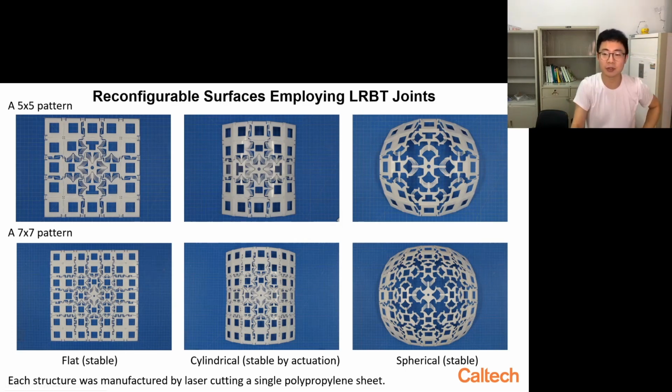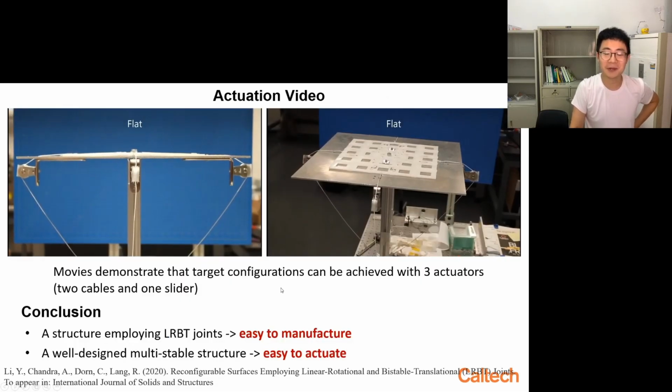You can bend it into cylindrical shapes. Also, if you open them, it can be spherical. Right? This is it. It's even easier to manufacture. Each structure was laser cut from a single plastic sheet. So you can see 3 stable states. It has what we want. Okay, let me show you guys videos.